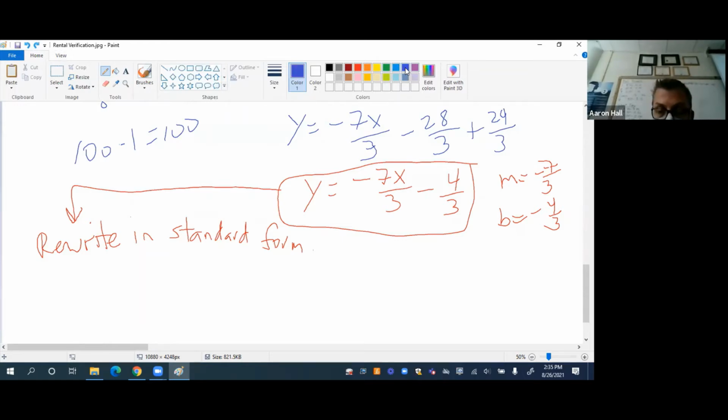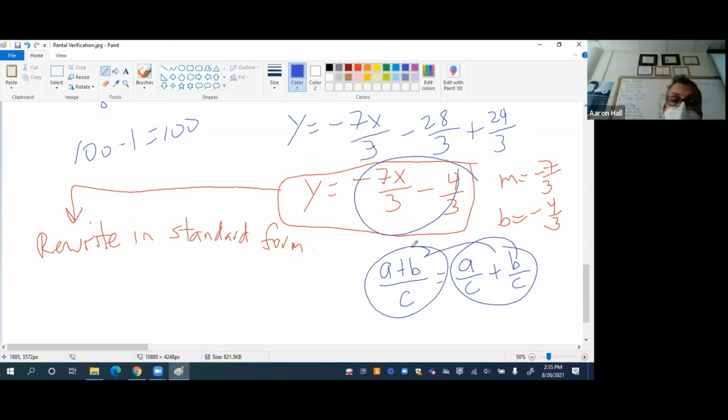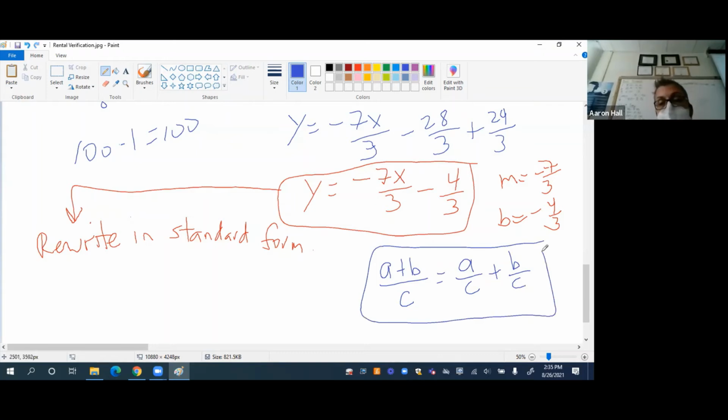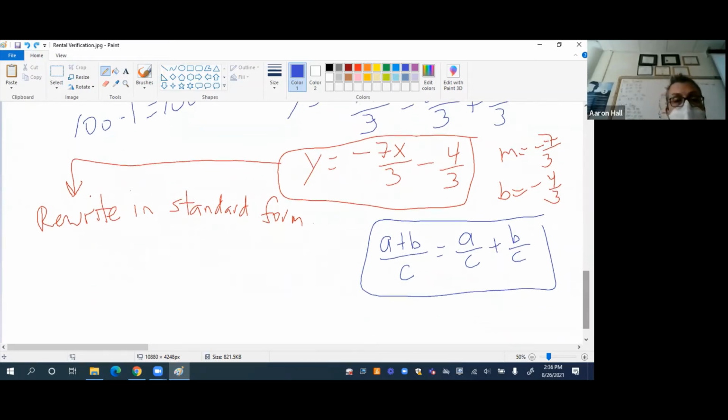Would you agree that a plus b over c equals a over c plus b over c? Is that true? Yes? Okay. Can we do the same thing with this? Take that and move back to this. What does that give us? If this is true, and it is, how do I move back to this? That gives us what? Y equals?